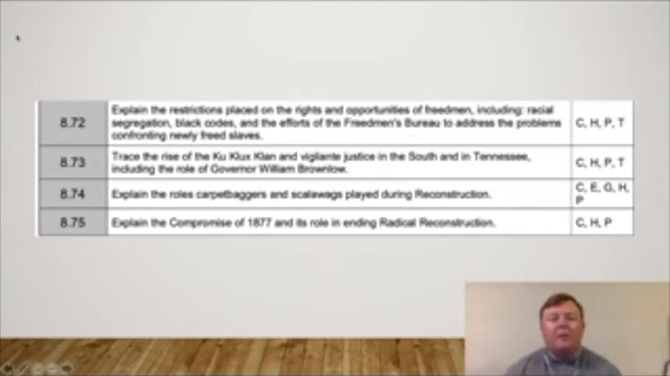8.73 talks about how we're going to be able to trace the rise of the Ku Klux Klan and vigilante justice in the South and in Tennessee, including the role of Governor William Brownlow. 8.74, we're going to explain the roles carpetbaggers and scallywags played during Reconstruction. And last, 8.75, we're going to explain the Compromise of 1877 and its role in ending radical Reconstruction. So those are the four standards we're going to be looking at through chapter 23 and throughout this video.